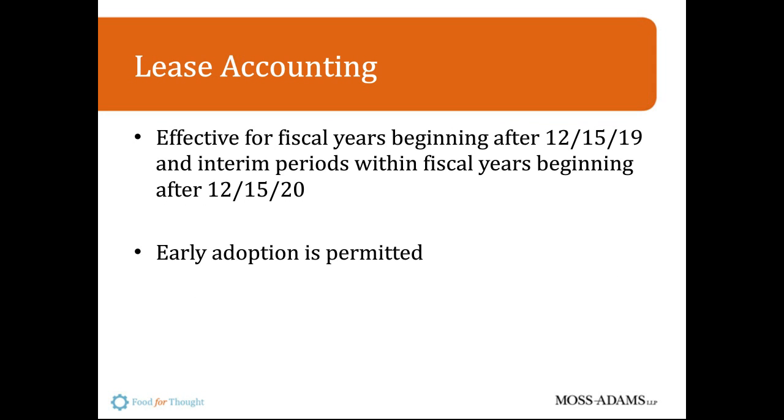So this one's coming up, effective for fiscal years beginning after December 15th, 2019, and interim periods within fiscal years beginning after December 15th, 2020. Early adoption, again, is permitted.